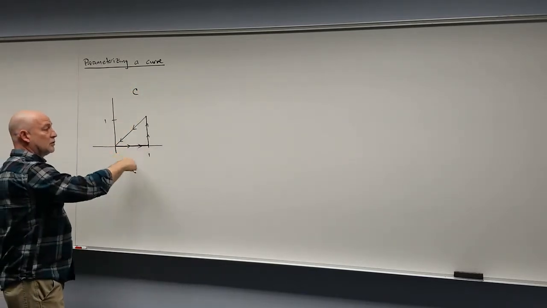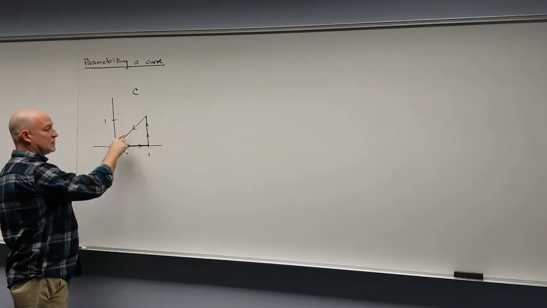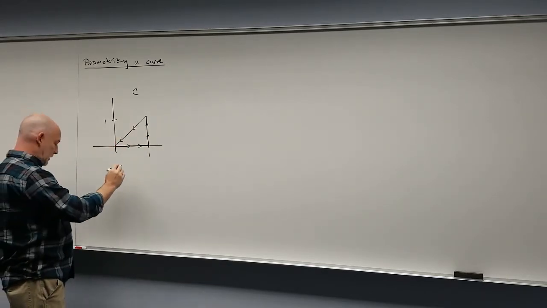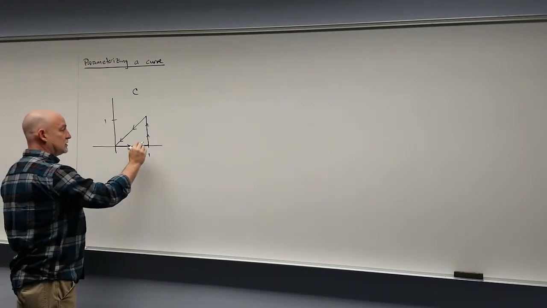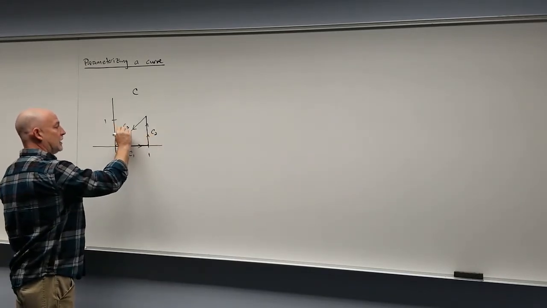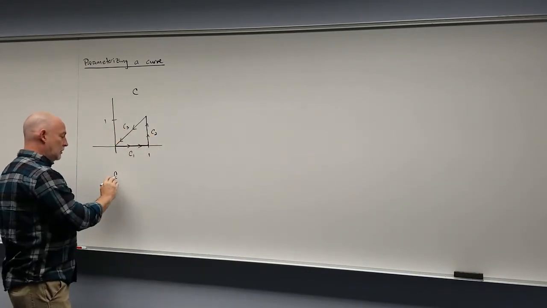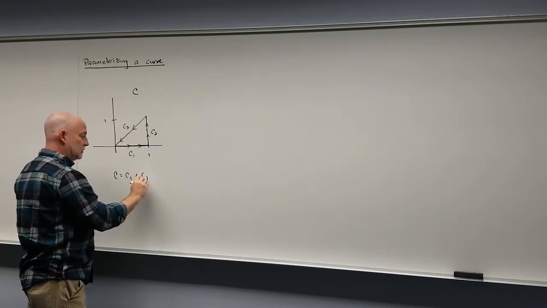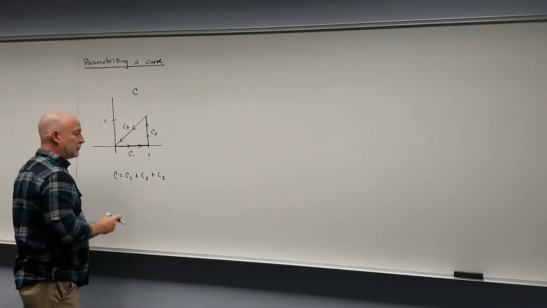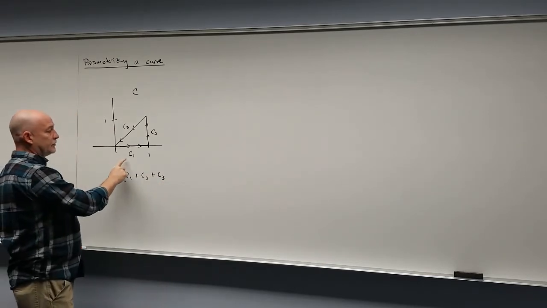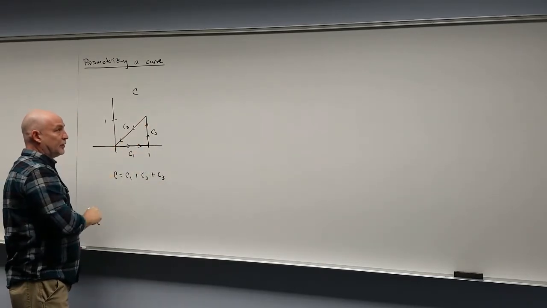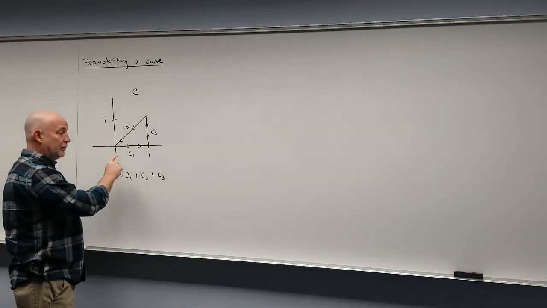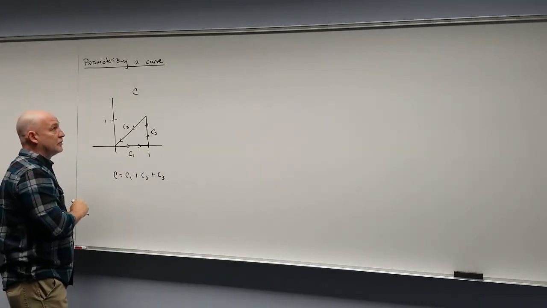Now when we see a curve like this, it's pretty obvious that it's made up of several different pieces. So let's call them C1, C2, and C3, where our original C is made up of C1, C2, and C3. Since it's distinctly 3 different pieces, it would be helpful to parameterize each piece of this curve.